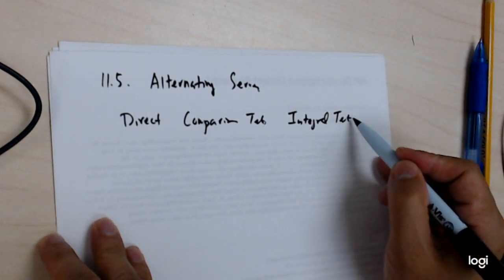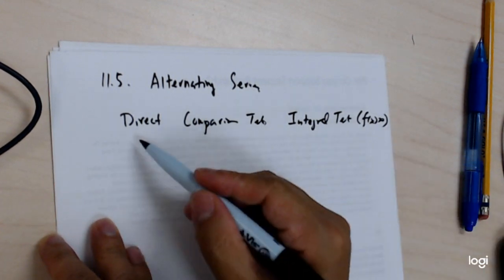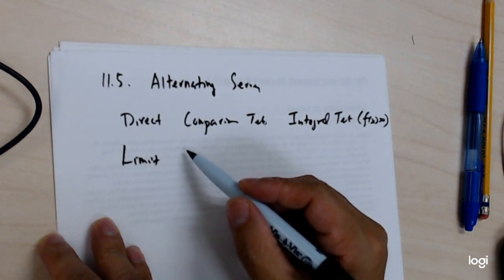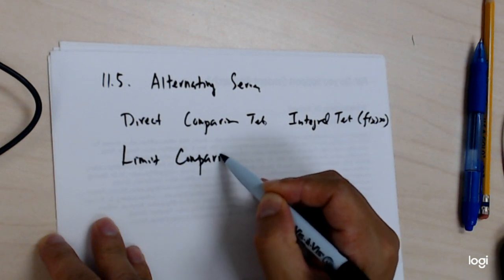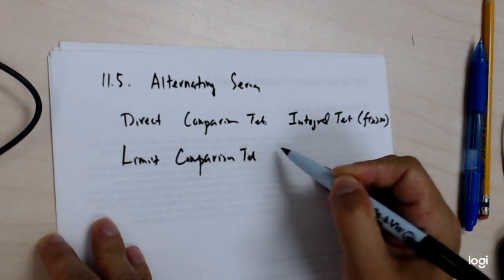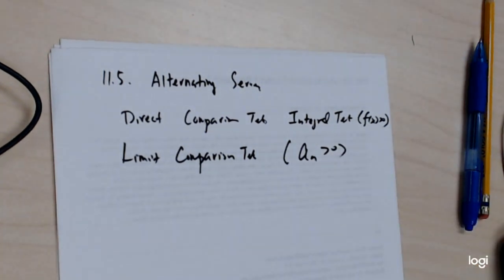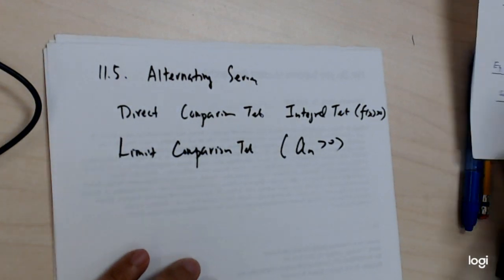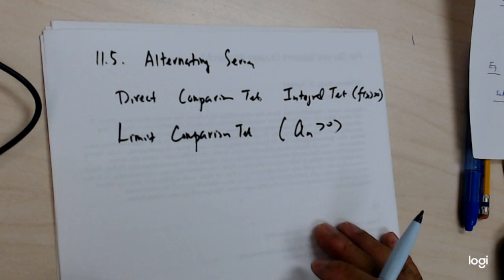Remember the integral test, I need f of x to be positive. I need all the terms to be positive, as well as the limit comparison test. That's what we covered in 11.4. All of those tests require the terms to be positive, require the series to be a positive series. So what if the series is not positive? What if we have some mixed sign there?